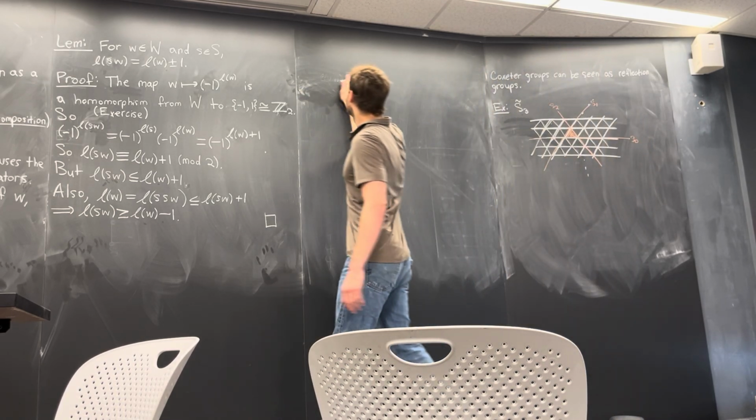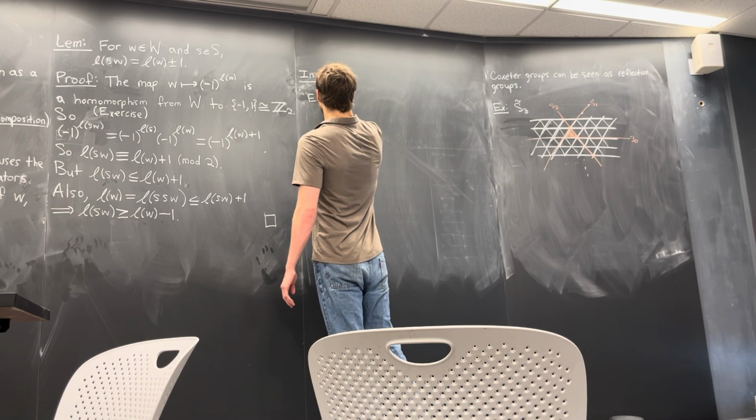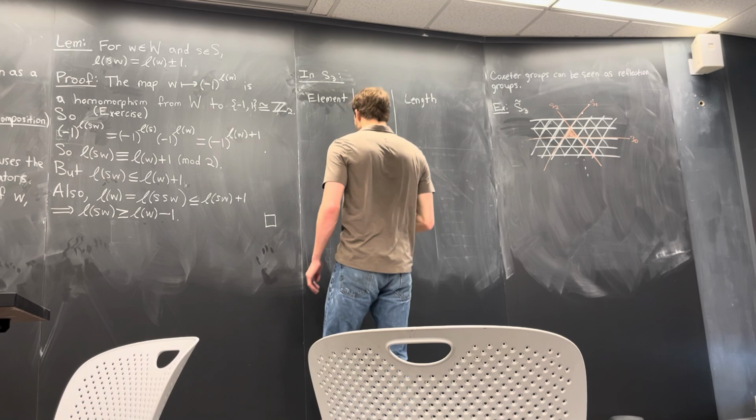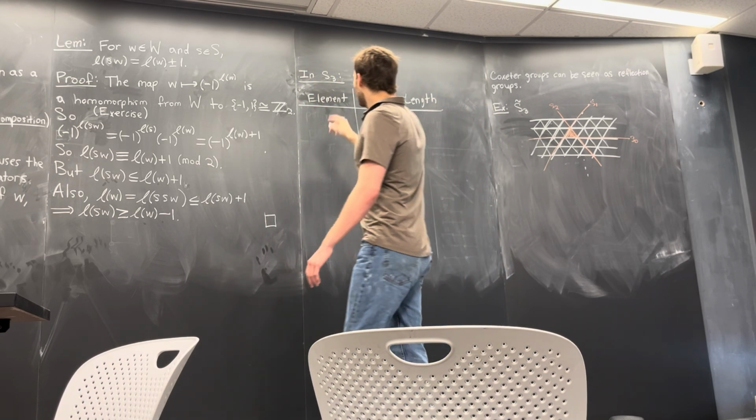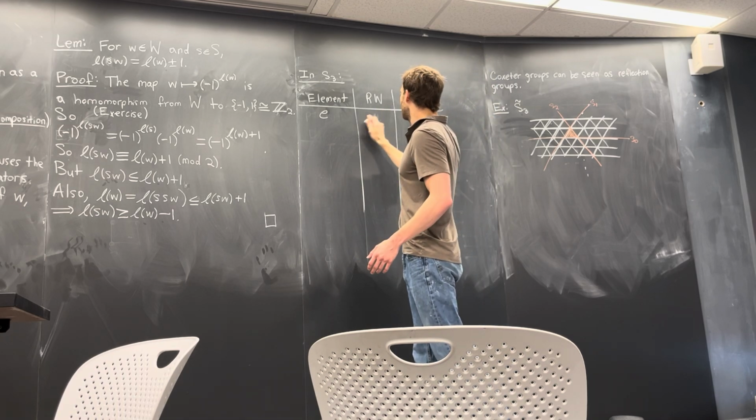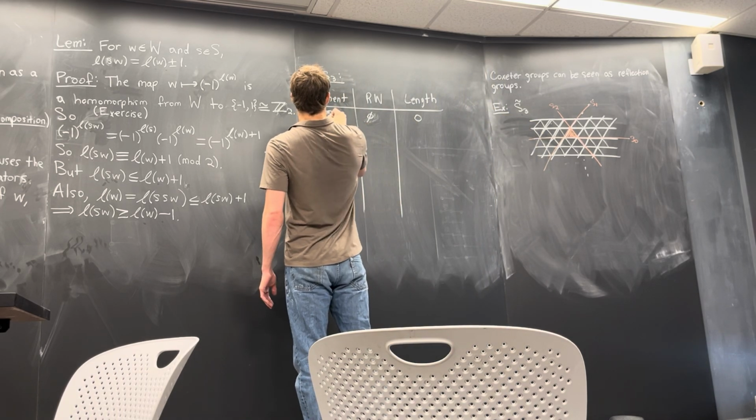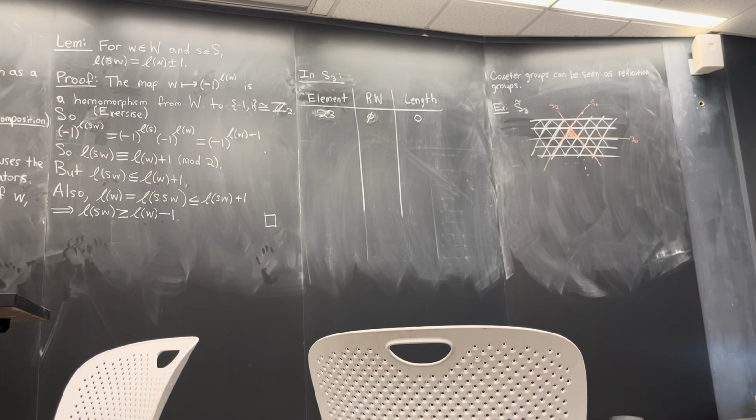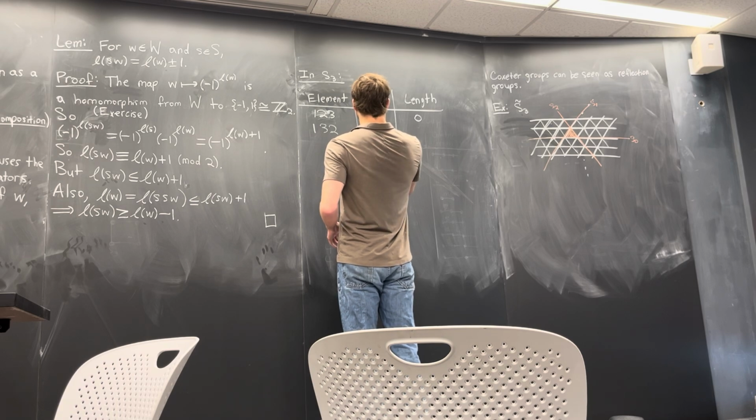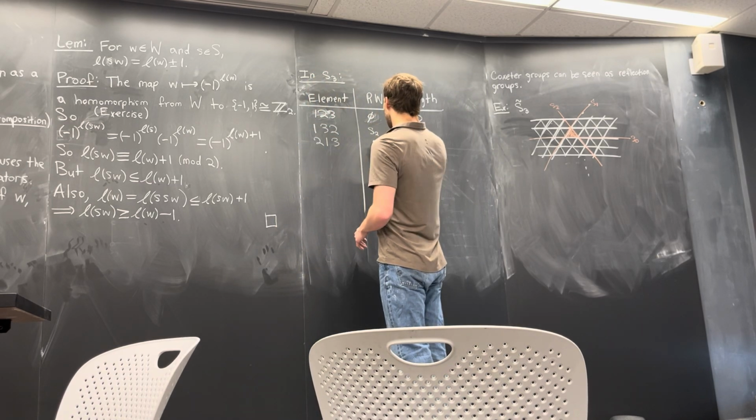So okay, let me go back and do S3. So we have element, reduced word, and length. Okay, so there's the identity element. It has sort of the empty reduced word, which, maybe I'll write it as just empty. And so the length is 0. Or maybe I should write this as 1, 2, 3 if I'm thinking of it in one-line notation. Then there's 1, 3, 2, which I could write as S2. And so its length is 1. And there's also 2, 1, 3, which I could write as S1, so its length is 1.